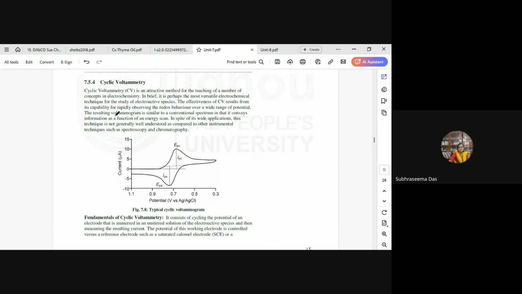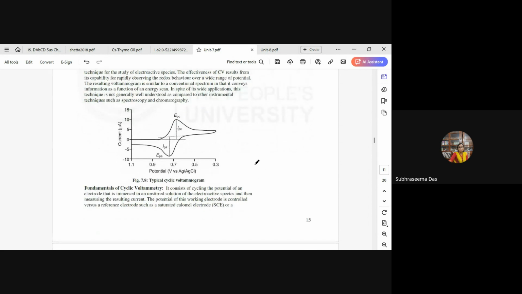It is because of its capability for observing the change in the redox behavior of a material over a wide range of potential. The resulting voltammogram is similar to a conventional spectrum in that it conveys information as a function of energy scan. In spite of its very wide applications, the mechanism of the technique is not generally well understood. However, till today CV finds great use in many analytical chemistry reactions.